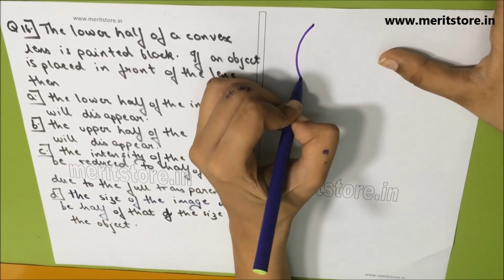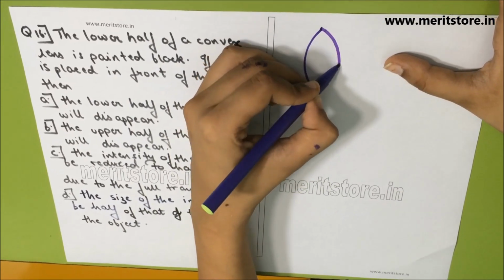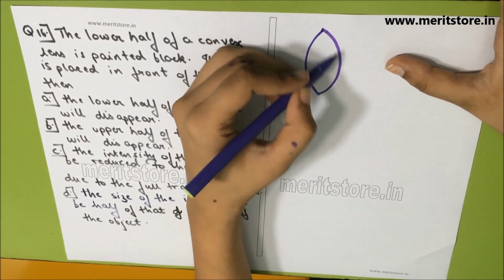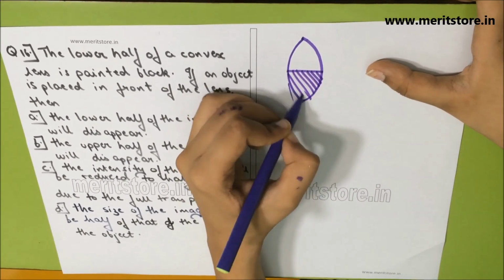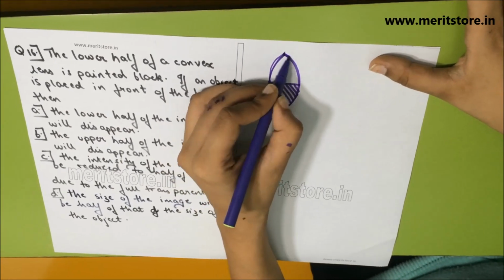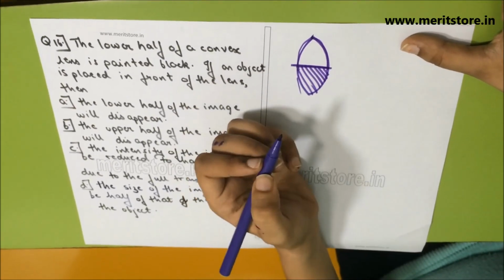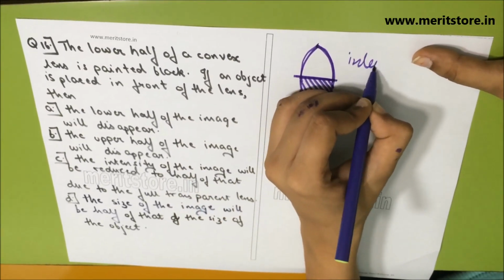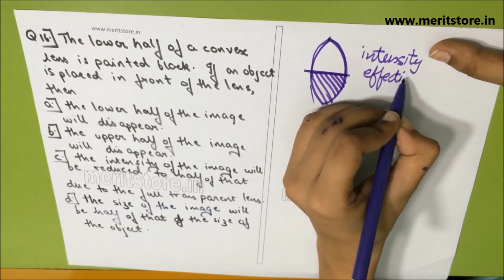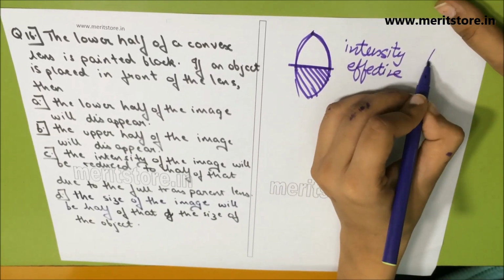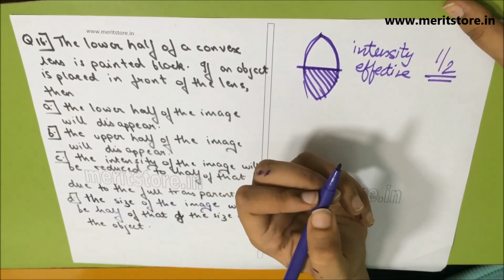Over here we have a convex lens. This is a convex lens which is bulging from both the sides. Half of the convex lens is painted black in color. So now only the upper half of the lens is there. Thus the intensity of the image, or the effective surface of the lens, will also be half of what it was before.